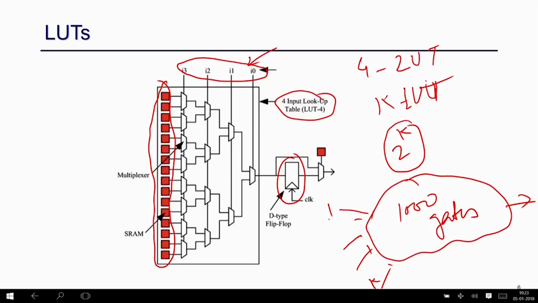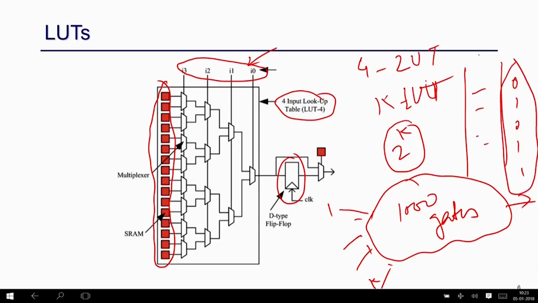So, if the input is 0 0 0, then what is the output? 0 0 1, what is the output? And so on. Basically, you need that table where all possible input combinations are there with the corresponding output bit, right. That output will be stored in this SRAM. When your input is, say, all zeros, then the output is 0, so this bit will come at the output, right. This is how your Boolean circuit will be implemented.